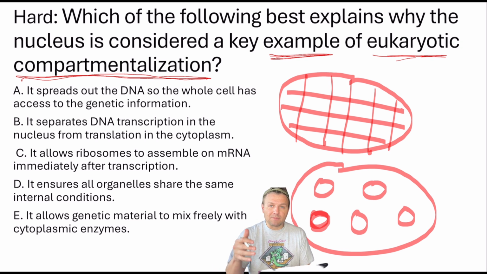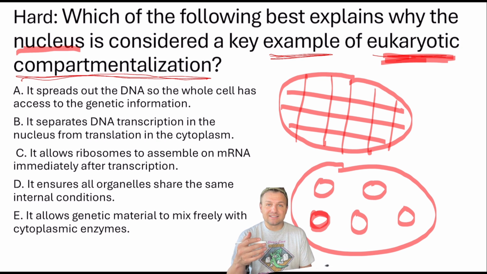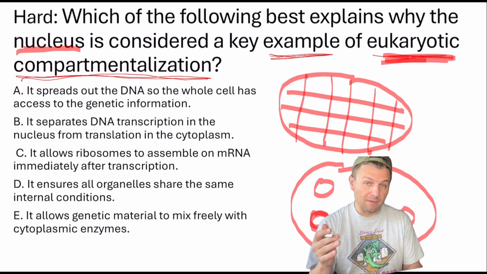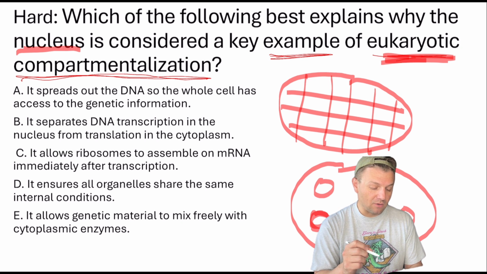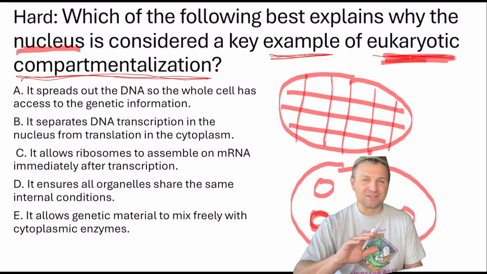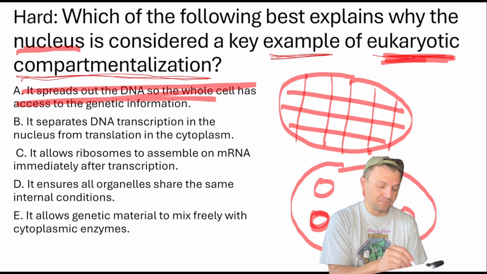So whenever we're talking about compartmentalization in cells, and especially in the eukaryotic cell, we're looking at like the nucleus that compartmentalizes DNA. It puts it all in the same area in a small little compartment called the nucleus to make it easier to complete its functions like replication, like transcription. So knowing that, I'm going to look at the answers now and try to figure out which one it is. A, it spreads out the DNA so the whole cell has access to the genetic information. That sounds like the opposite of what compartmentalization is. So I'm going to scratch that one out.